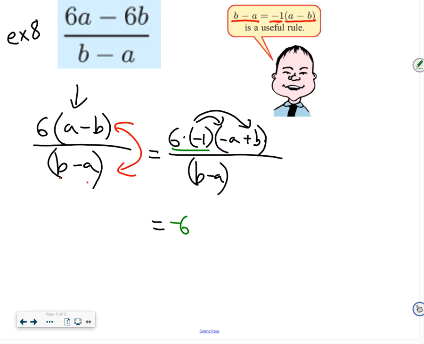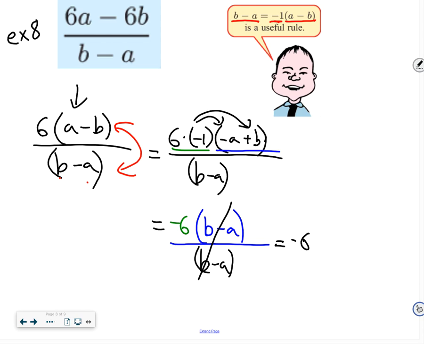As I take this step by step, I see 6 times negative 1 is negative 6. Now in this part, because I'm dealing with addition, I can change the order around, and I'm going to do b minus a. The denominator, I'm just going to leave the same, b minus a. And now I notice I have something divided by itself, so that cancels out, and we're just left with negative 6. Okay, that concludes the notes for today. Go ahead and bring any questions you have to class tomorrow.